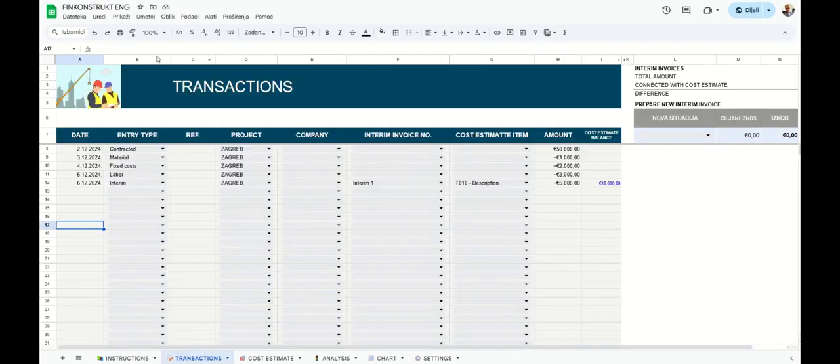Yeah, for sure. So it's important to use the right signs when you're putting in the numbers. Plus for income, minus for expenses. And you also need to keep your situations. These are basically invoices tied to your cost estimate, your trokovnik, separate from general project expenses. It's all about making sure you're calculating your profit correctly.